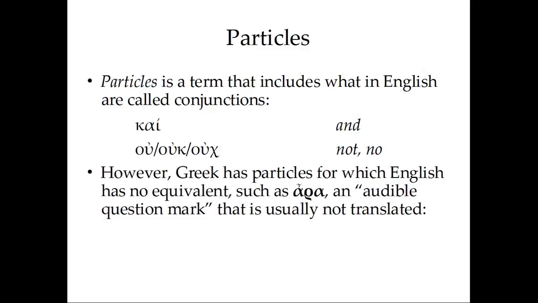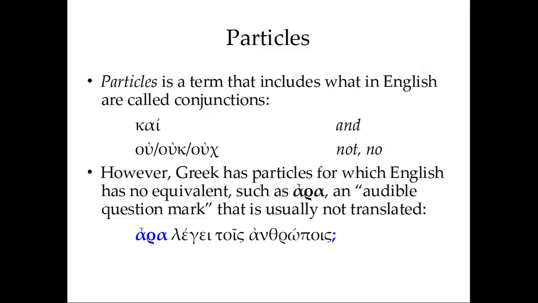However, Greek has particles for which English has no equivalent, such as ara, which is something I call an audible question mark, that is usually not translated. So for instance, ara legei tois anthropois. Here we have this particle, ara, at the beginning of the sentence, and we have a semicolon, which you probably notice as well, which in Greek functions as a question mark. And we're not going to translate this ara except by putting this in the form of a question.